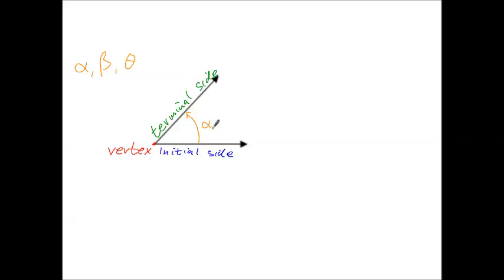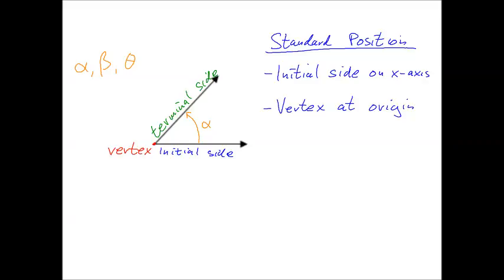So when is an angle said to be in standard position? An angle is in standard position if the initial side is on the x-axis and if the vertex is at the origin, so at the point with the coordinates 0 and 0.